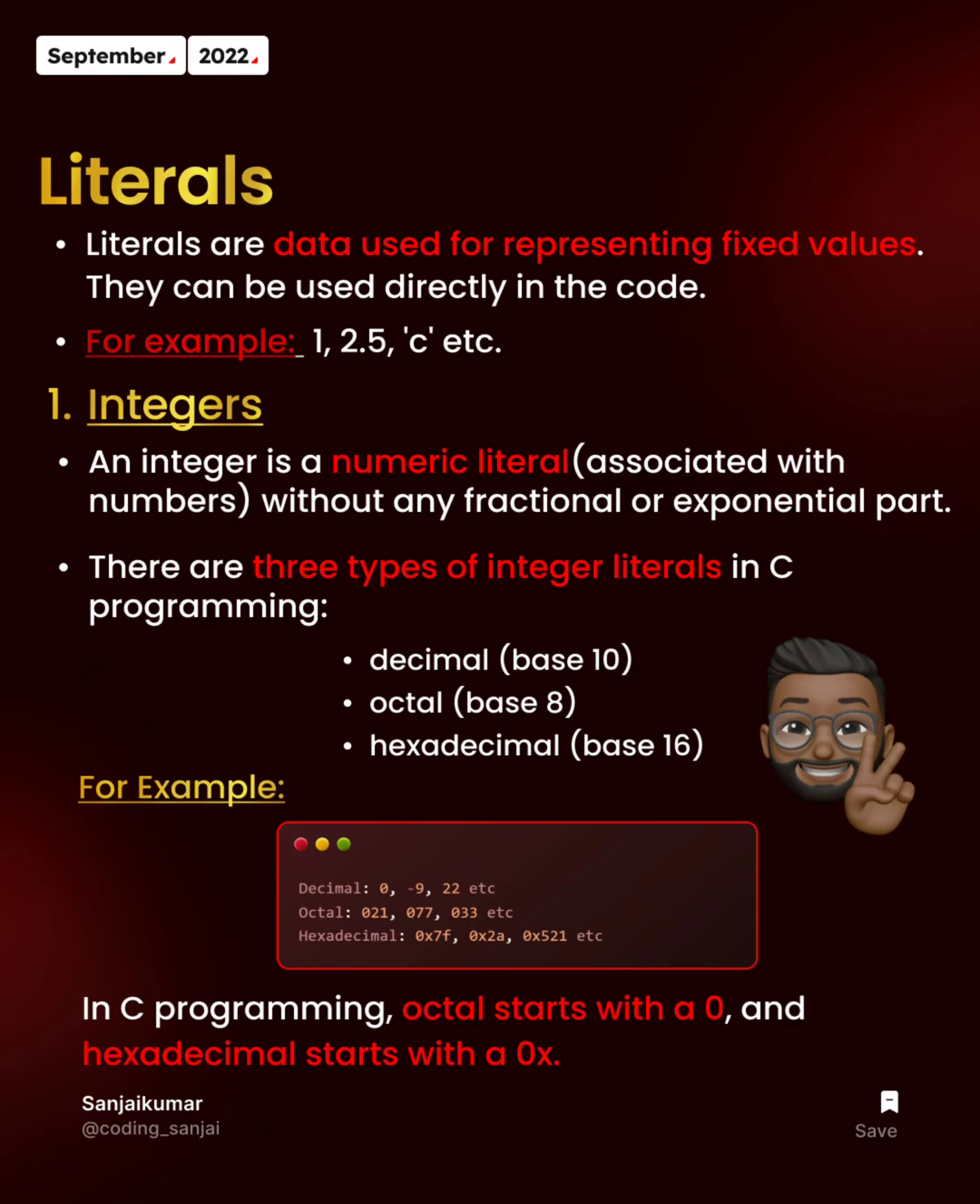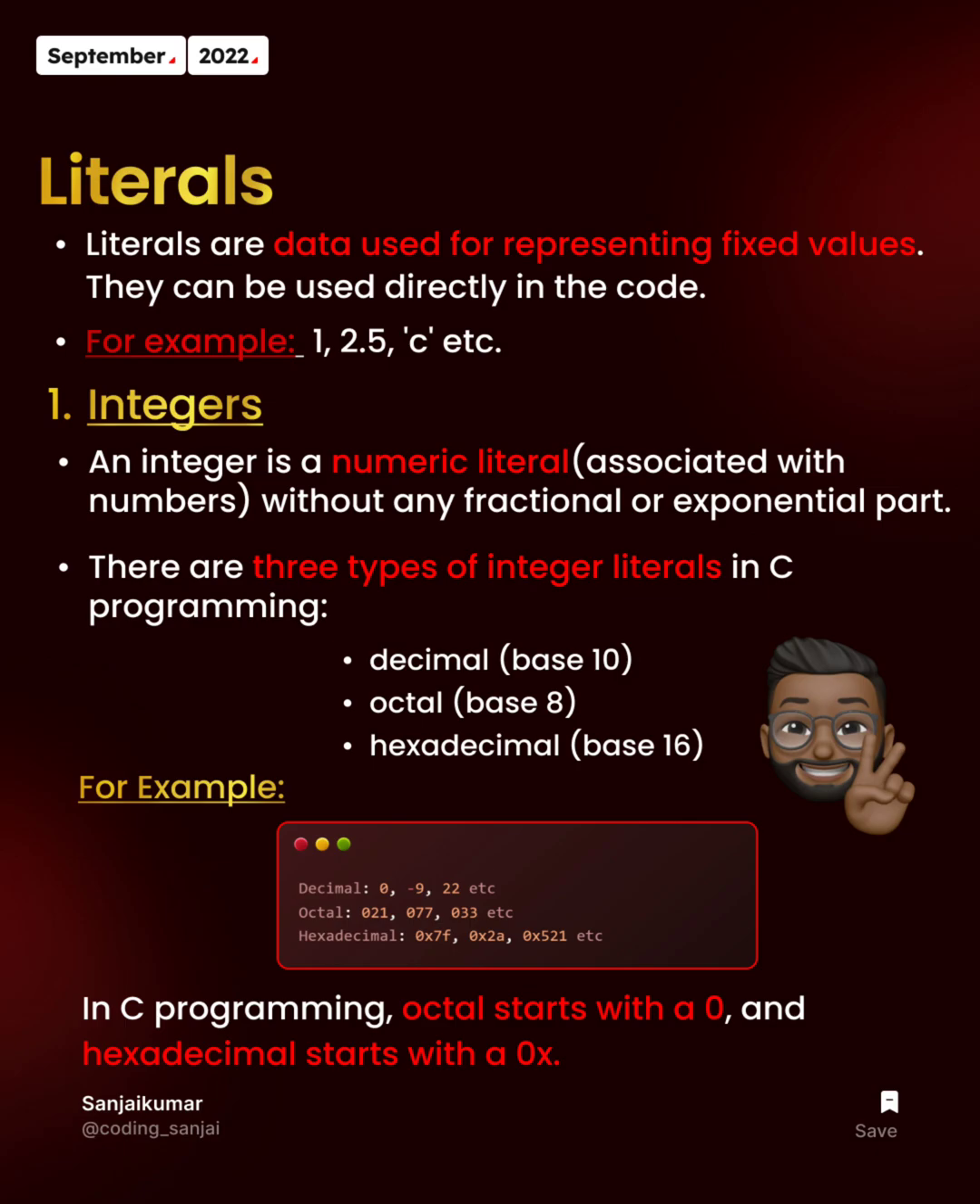1. Integers. An integer is a numeric literal associated with numbers, without any fractional or exponential part. There are three types of integer literals in C programming: decimal (base 10), octal (base 8), hexadecimal (base 16). For example, decimal: 0, -9, 22 etc.